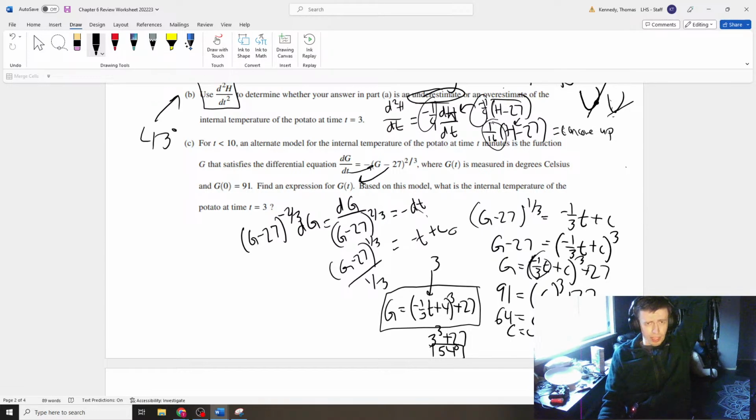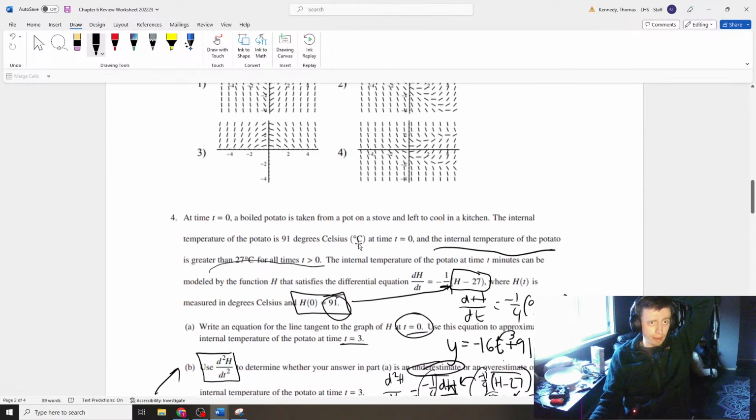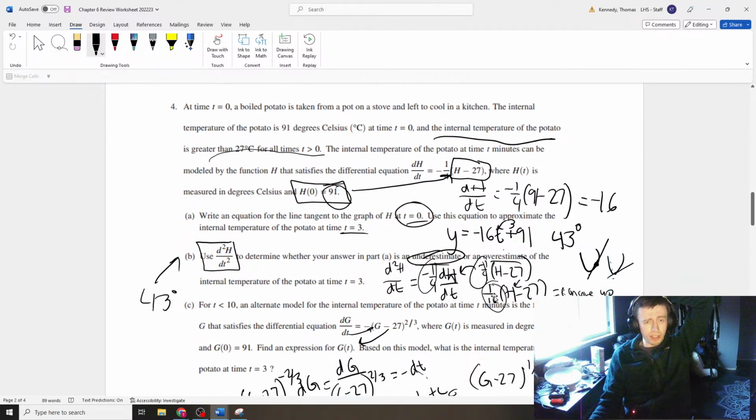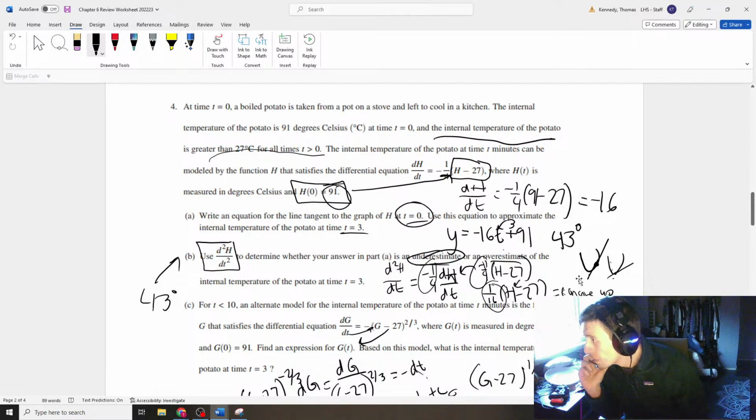And the temperature H is always greater than 27. It says so in the question up above. It says right here, temperature is always greater than 27. So if the front number is positive and the parentheses is always positive, then the whole thing's always positive, and we're always concave up. Always, always, always.